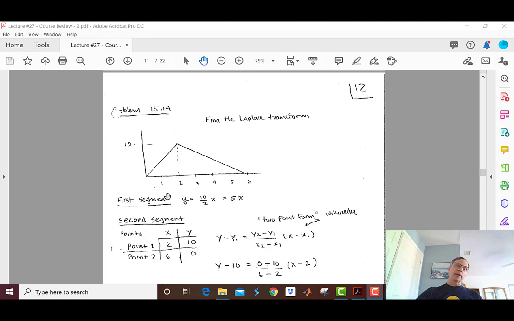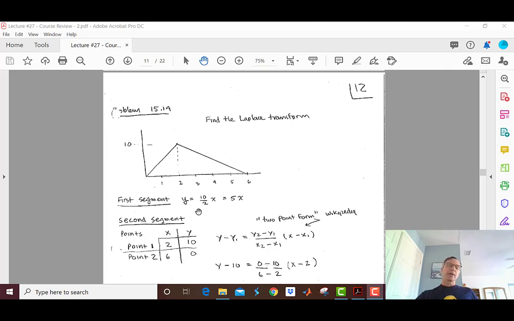And then I got another line that goes from 2 to 6, and I can get the equation of that line. It's just a little bit harder because it doesn't go through the origin. But I can break this into two Laplace transforms, because the Laplace transform of all the nothingness down here is, of course, nothing, and the Laplace transform of the nothingness up here is going to be nothing. I can get the Laplace transform of this little piece between 0 and 2, and then the Laplace transform of this piece between 2 and 6, and just add those together.